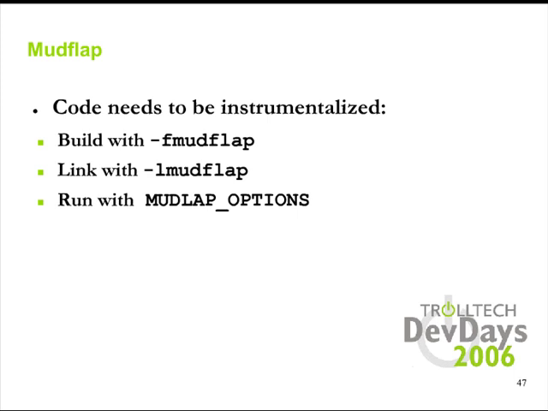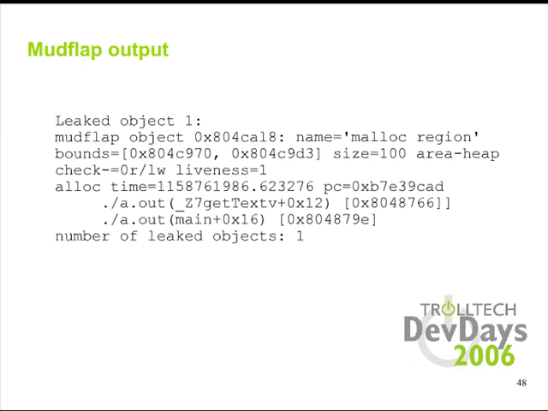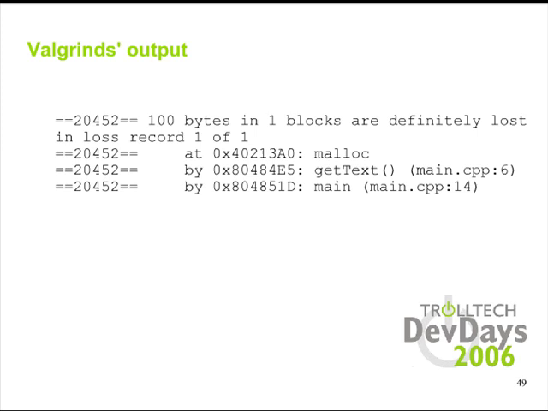So I already mentioned it: if you want to use Mudflap, you instrument your code, build with -fmudflap, link with -lmudflap, and run it with Mudflap options set to something. You can set your Mudflap options to -help, and it will show you what options are possible. So we already looked at this. This would be the Mudflap output. This would be the Valgrind output. My little getText.